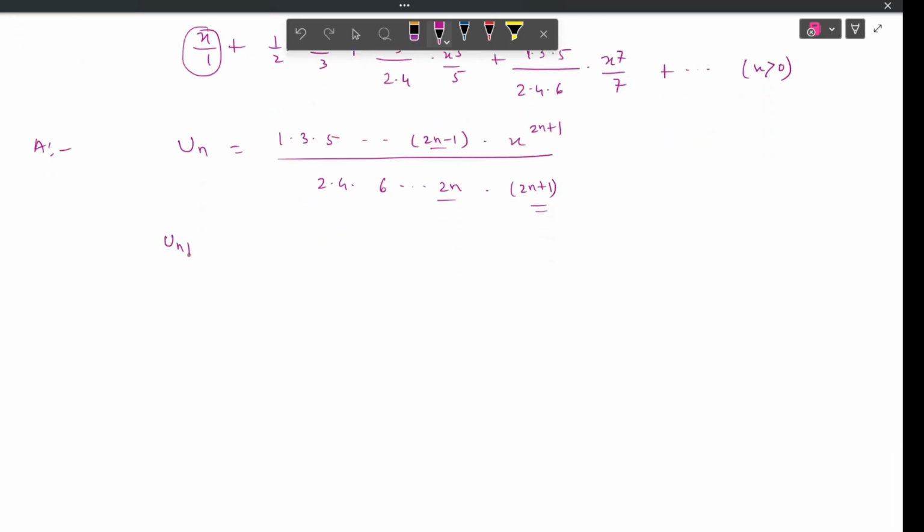Now let us write u of n plus 1. So this would be 1, 3, 5 up to 2n minus 1. And in place of n, we have to put n plus 1. So it will be 2n plus 2. 2n plus 2 minus 1 is 2n plus 1. Divided by 2, 4, 6 up to 2n. And here you will get 2 into n plus 1. So 2n plus 2. And here we will get x to the power 2 into n plus 1 plus 1, that is x to the power 2n plus 3. And this term will be 2n plus 3.